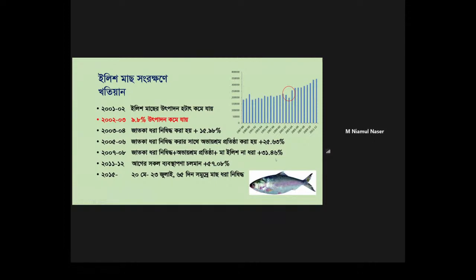So gradually, in the very last data that I found, for 2011 and 2012, with all this effort, the production is almost about 57.08%. And from 2015, we have a 65-day fish ban in the sea, on any kind of fishing in the sea. It is going on right now, from 20th May to 23rd July. That is also helping to improve the production of Hilsa as well as other fish in the sea and in the river system.